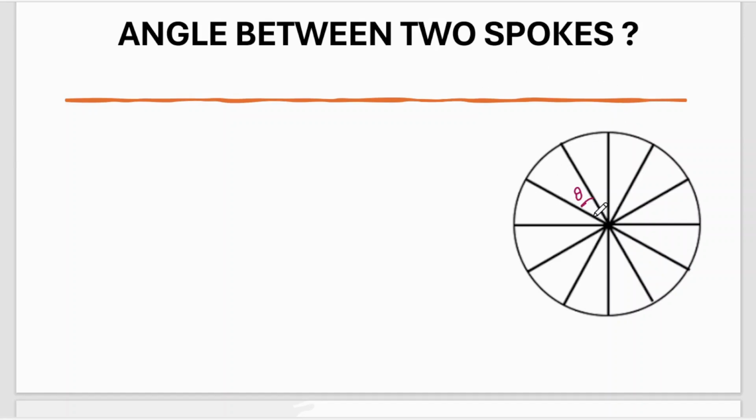Okay, see, what is the total angle of a circle? The total angle of a circle is 360 degree. Okay, and if you want to find the value of theta, what is the formula that you can use? See, theta, which is the angle between the two spokes. What is the total angle? Total angle is 360 degree. Okay, and then divided by whatever the number of spokes you have been given. So you will divide it by number of spokes.